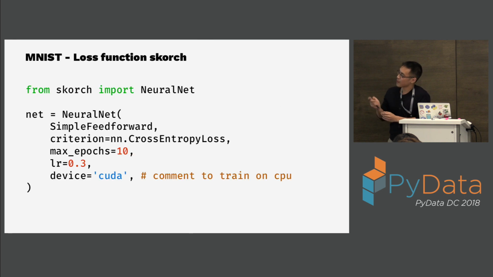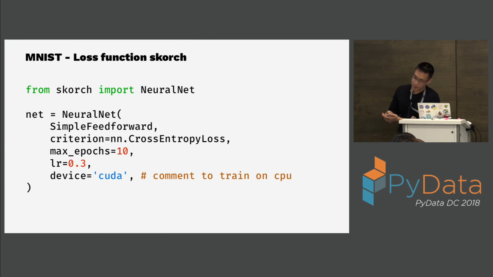Okay. Now, so you have the module and the criteria. So you place that into the neural net object in Skorch and the criteria. And there's 3 more parameters you should set. The max epoch is how many times you want to run through your training set. And the learning rate, which is a hyperparameter to the algorithm to optimize the loss function. Lastly, you need a device. And if you want to run it on a GPU, you set the device parameter to CUDA. If you want to run it on CPU, you could comment it out and run on CPU.